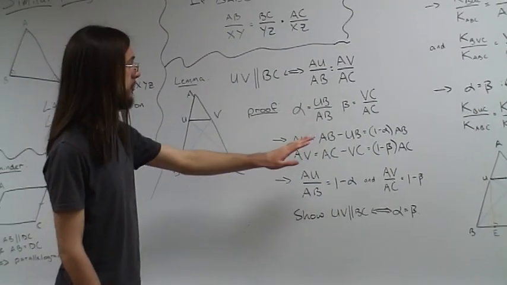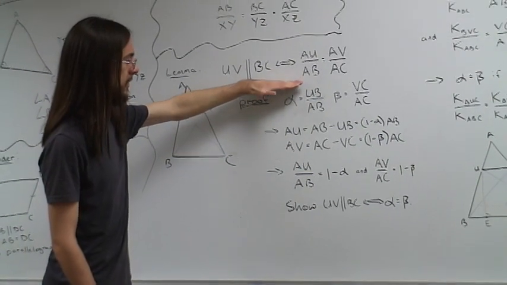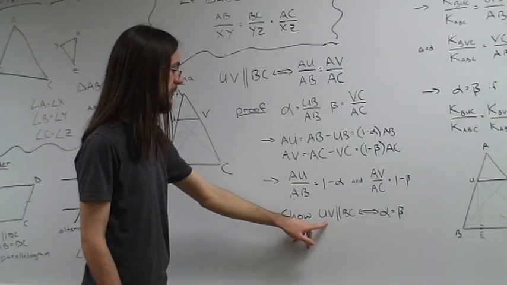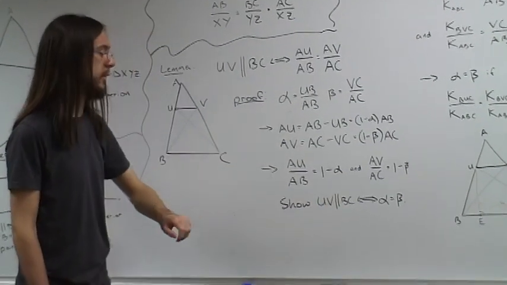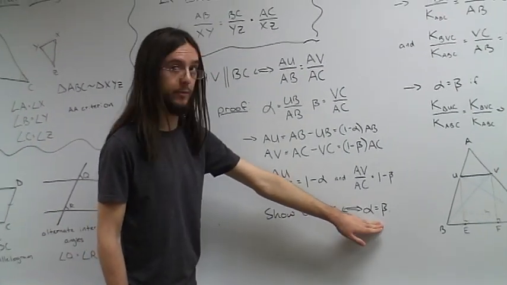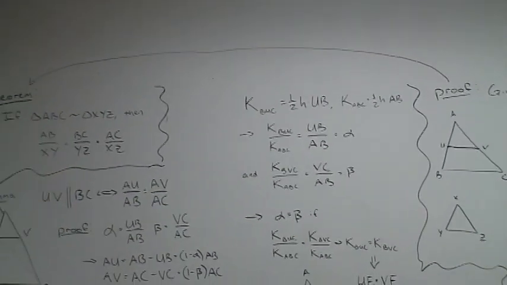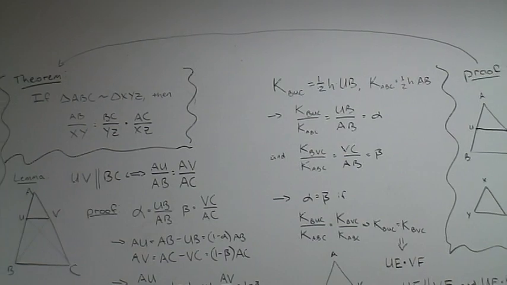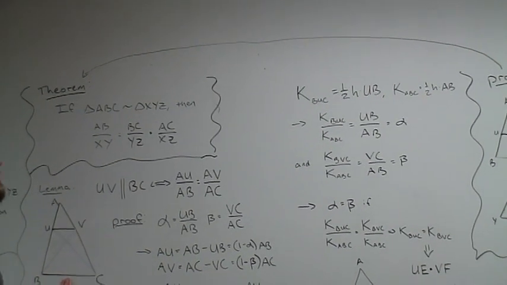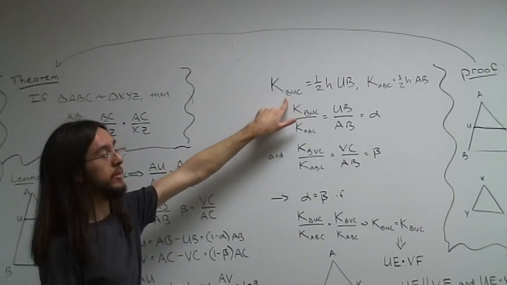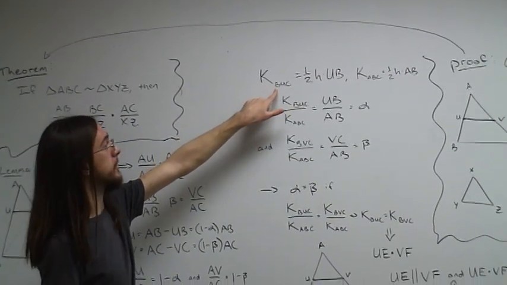So, if we want to show this, we can equivalently show this fact, that UV being parallel to BC is equivalent to alpha equaling beta. Okay, so to show that, we're going to take a look at the areas of some of the triangles in here. K here denotes an area, and the subscripts label the triangle. So this is the area of triangle BUC.